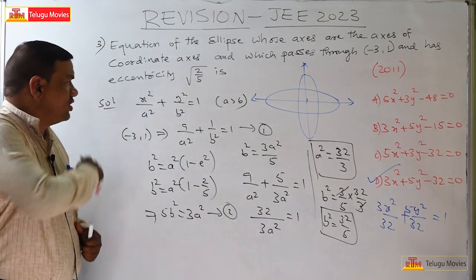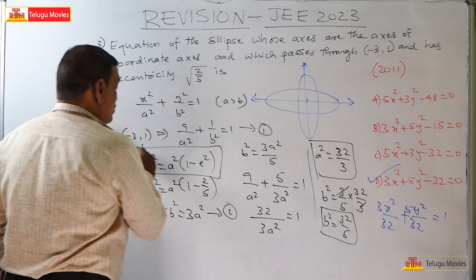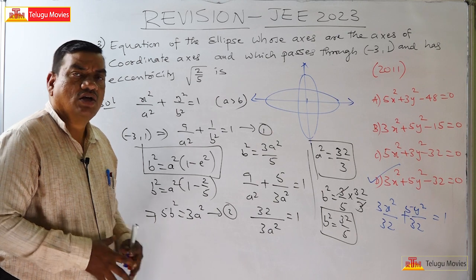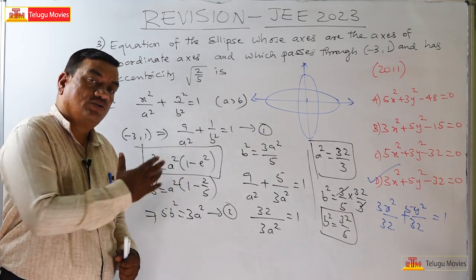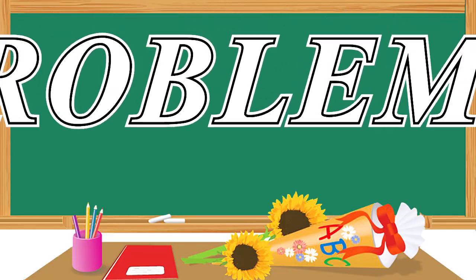Okay, now. So in the whole problem, the one and only thing is you have to remember this formula: b square is equal to a square into 1 minus e square. Okay. If you remember that formula, the solution is a very, very easy problem. Okay. So I hope that you understand this solution. Let us go to the next problem.